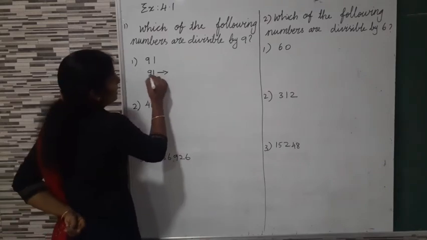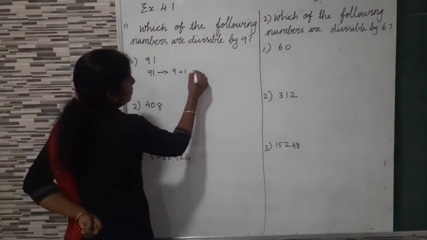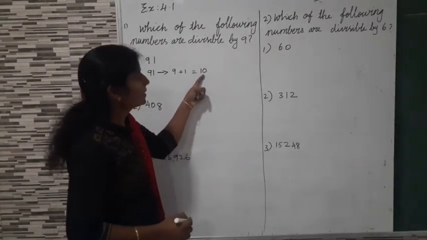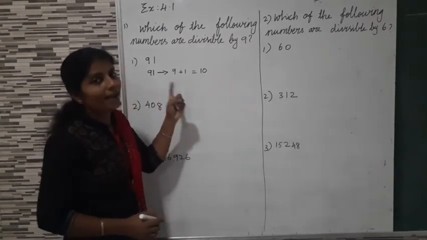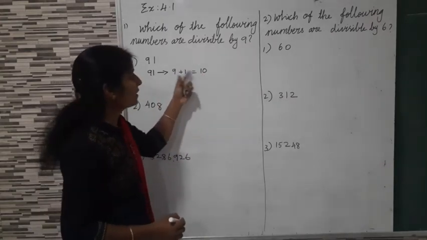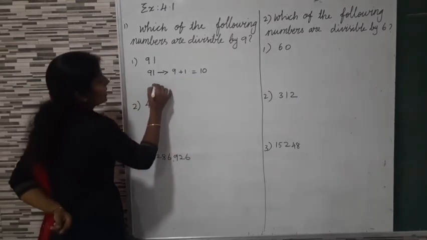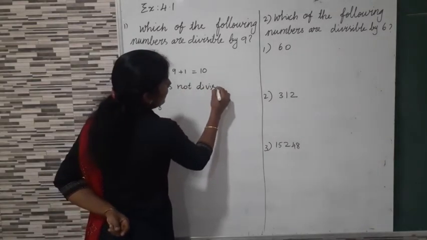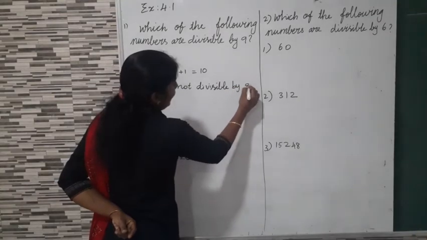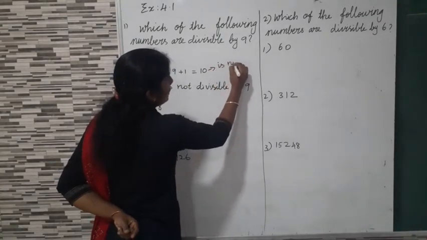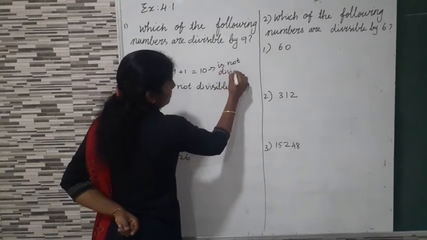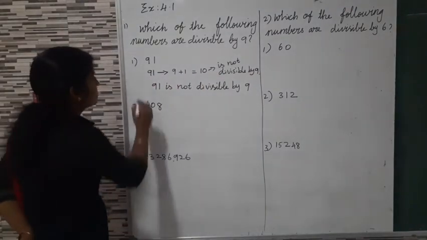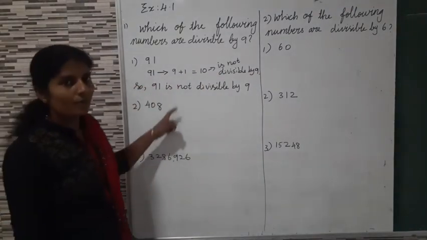91. Now we can add the digits. 9 plus 1 equal to 10. Now listen here. Is 10 divisible by 9? No. 9 table: 1 9 is 9, 2 9s are 18. This 10 is not divisible by 9. So we can write 91 is not divisible by 9, because this 10 is not divisible by 9.